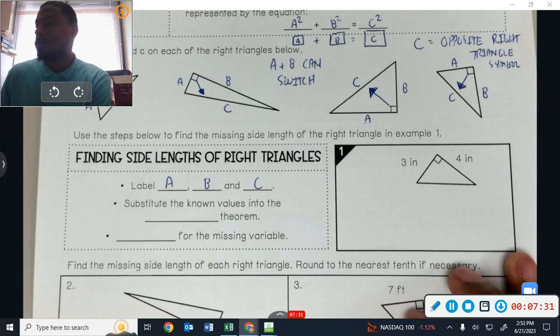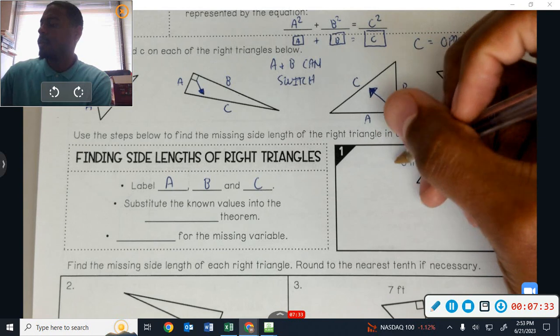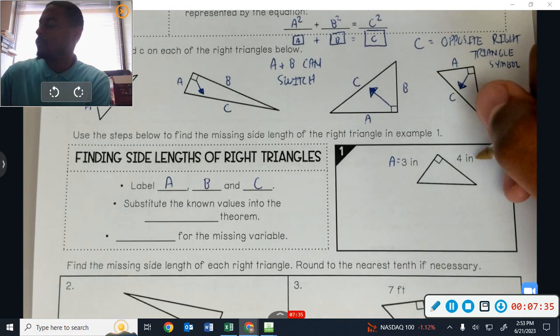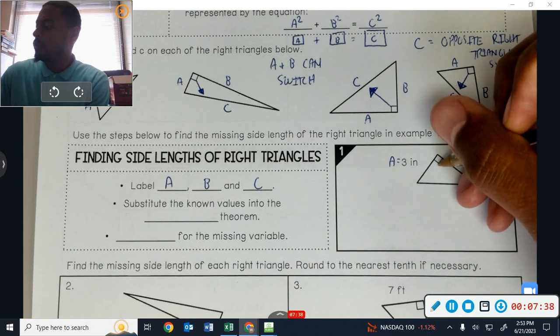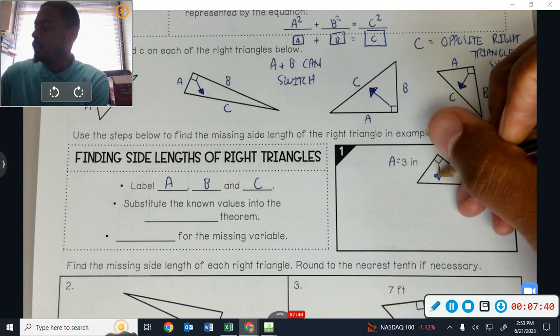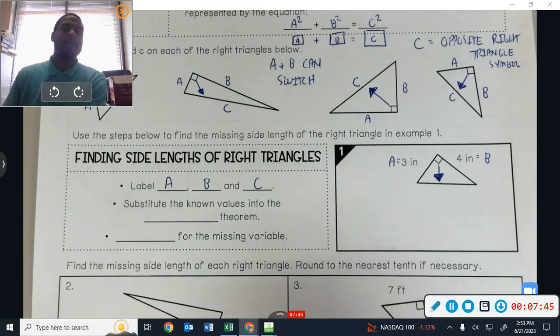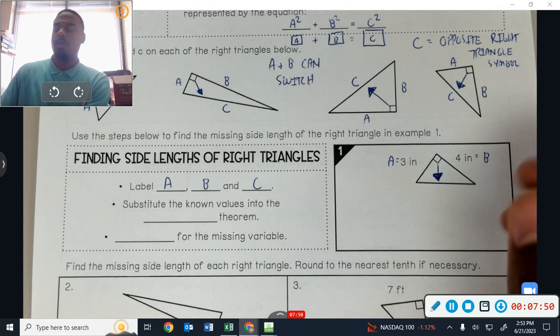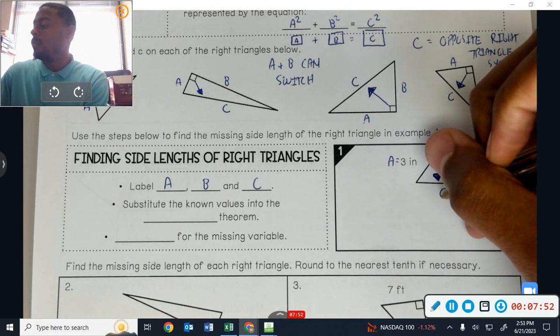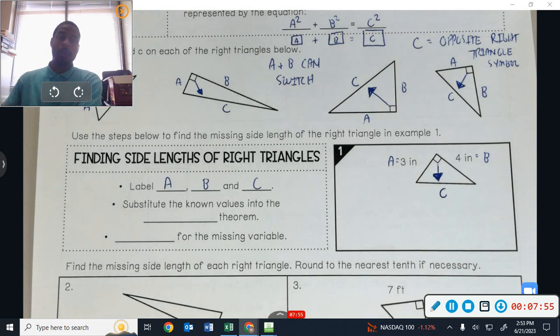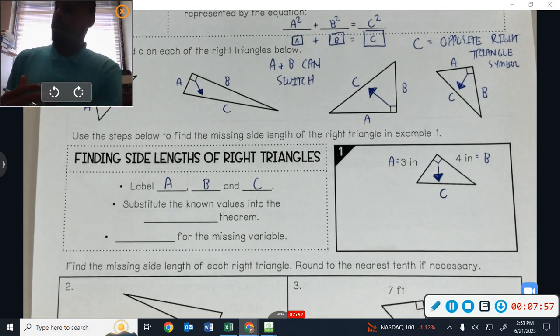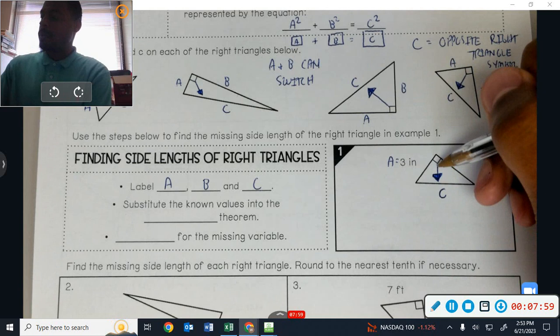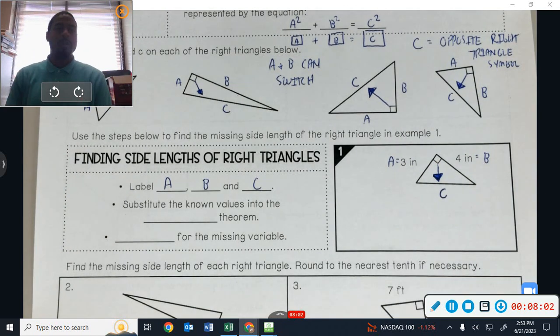Okay. So A is always your smallest number. So we can say this is A. We can say this is B. How do we know that this is C? That's a good question to stop here and ask yourself. How do we know that this is C? Well, what you should have thought about is, hey, we know it's C because it's opposite of the right triangle symbol. That's how you know. Okay?